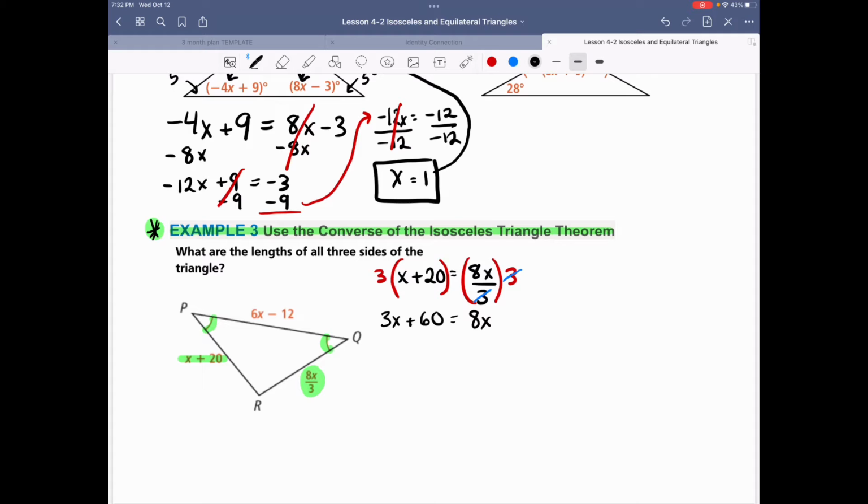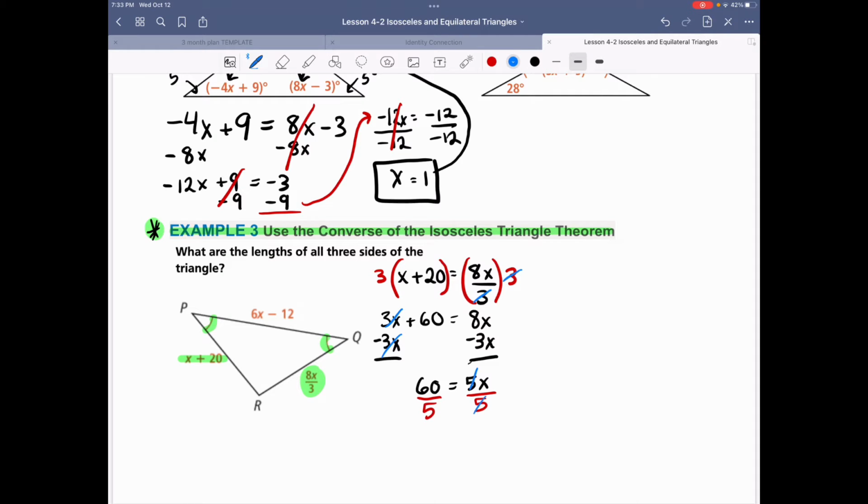I know that usually we like our x's on the left, but since we have variables on both sides, I'm going to subtract 3x. Just because if I subtracted 8x, that would leave me with 0 on that side, which is fine, but this is easier, so trust me. Subtract 3x from both sides. The 3x cancels on that side, leaving us with just 60, and 8x minus 3x is 5x. The next step is to divide. We'll divide by 5.